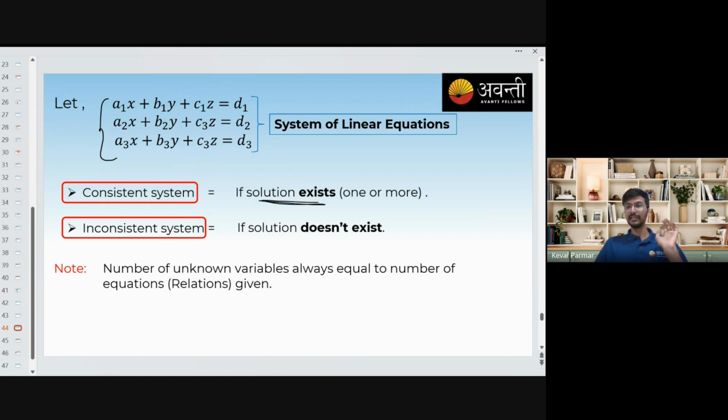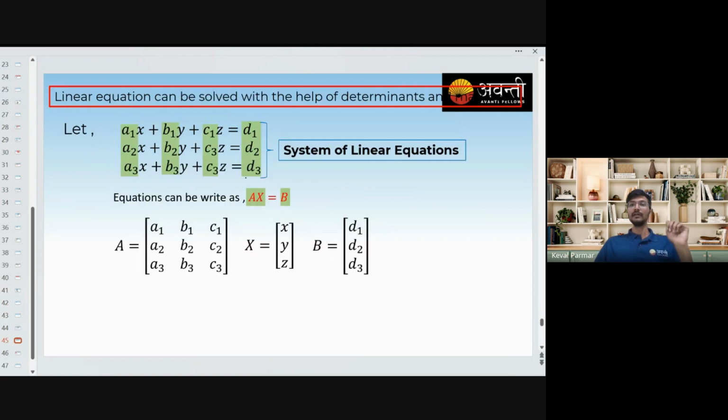Then, if the solution exists, then the system is consistent. If the solution does not exist, then the system is inconsistent. Now let's divide it further. This system of linear equation can be expressed in matrix form as A into X equals to B, where A is this matrix, X is the variable matrix, and B is the constant matrix. The coefficient matrix you can see A1, B1, C1, A2, B2, C2, A3, B3, C3.